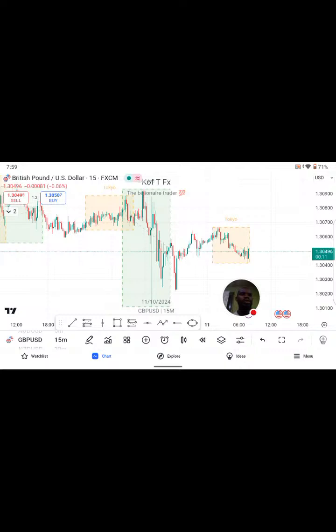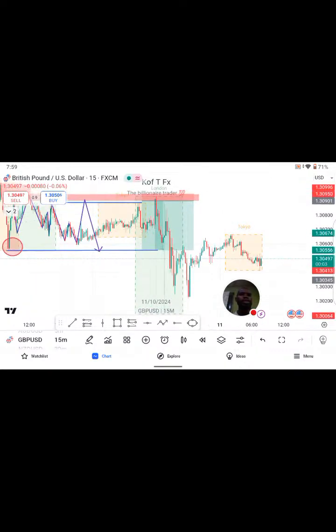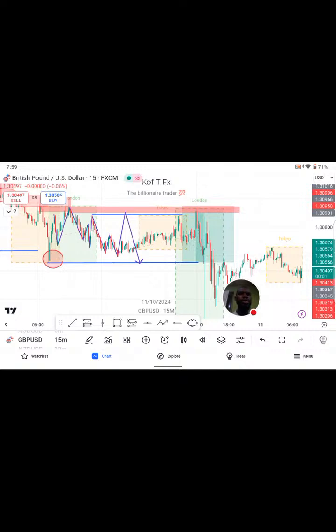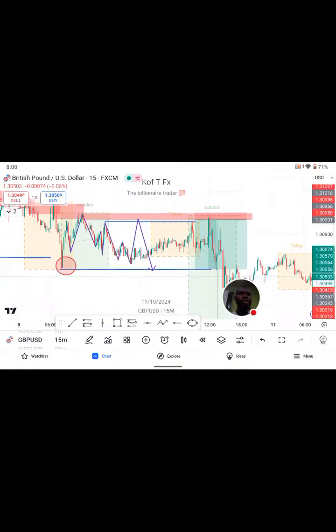Yesterday, this was the analysis I did, which I said that we have an inducement, and I expect that inducement to be taken out. We have an unmitigated zone, and the external liquidity is our target. And as you can see, the target was actually met.